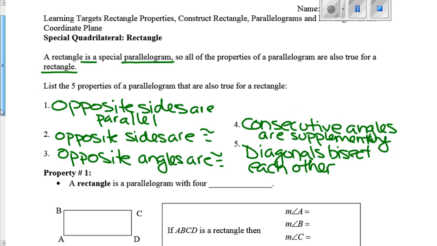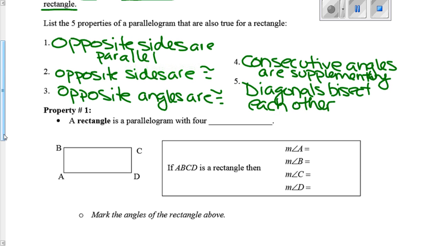There are actually 2 more properties that make a quadrilateral a rectangle. Okay, it's important to notice that all 5 things we just listed are true. In a rectangle, the opposite sides are parallel, the opposite sides are congruent, etc. Okay, but there's 2 more facts that make a specific parallelogram a rectangle. Okay, these only apply for rectangles.